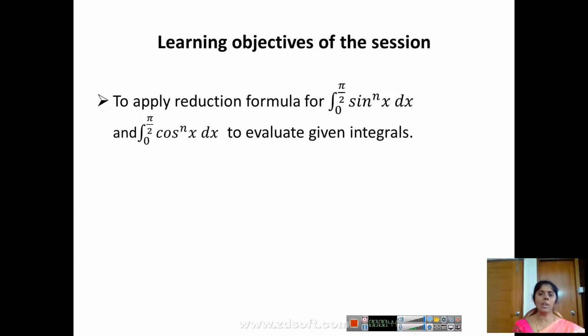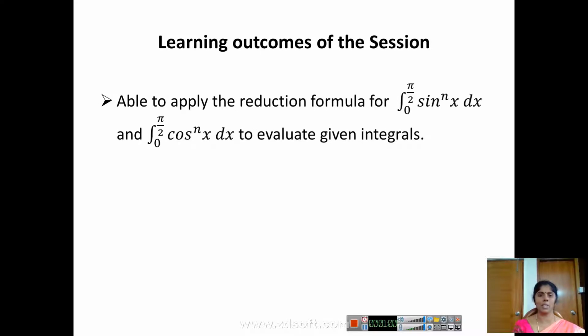The learning objectives are to apply reduction formula for integral 0 to pi by 2 sine to the power n of x dx and integral 0 to pi by 2 cos to the power n of x dx to evaluate given integrals. The learning outcomes are able to apply the reduction formula for integral 0 to pi by 2 sine to the power n of x dx and integral 0 to pi by 2 cos to the power n of x dx to evaluate given integrals.